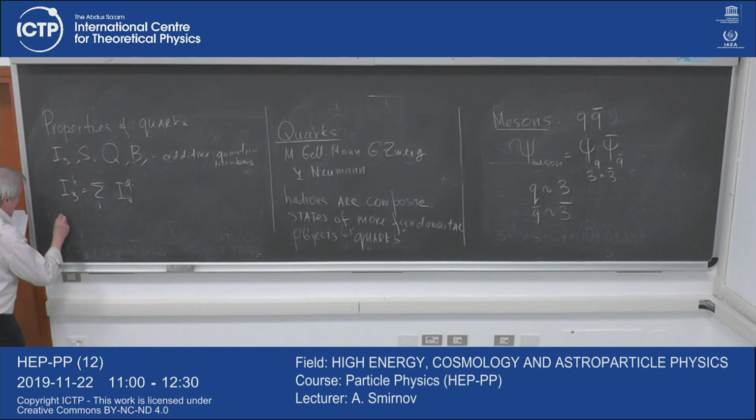Well, clearly the baryon number should be 1/3. Because if you put these quarks in the triplet, the baryon number of each of the quarks inside the triplet should be the same, right? And therefore, the baryon number of a particle composed of 3 quarks should be 1, like a proton, and therefore the baryon number of a quark should be 1/3, and of an antiquark minus 1/3.